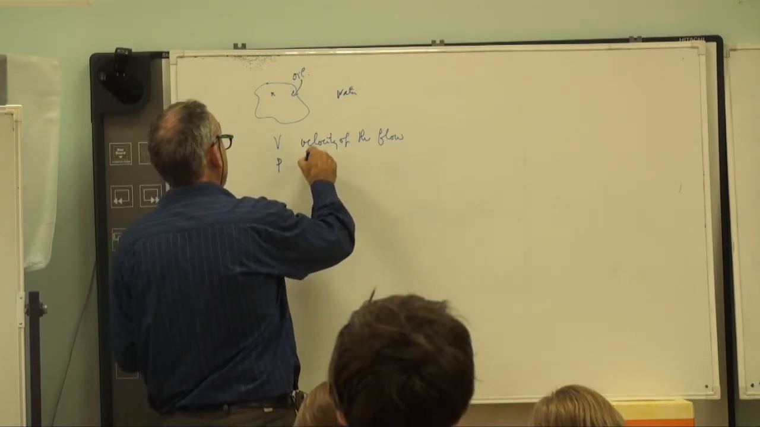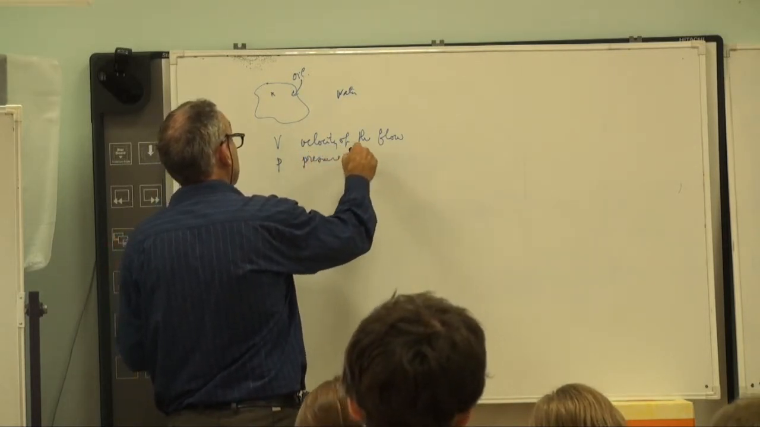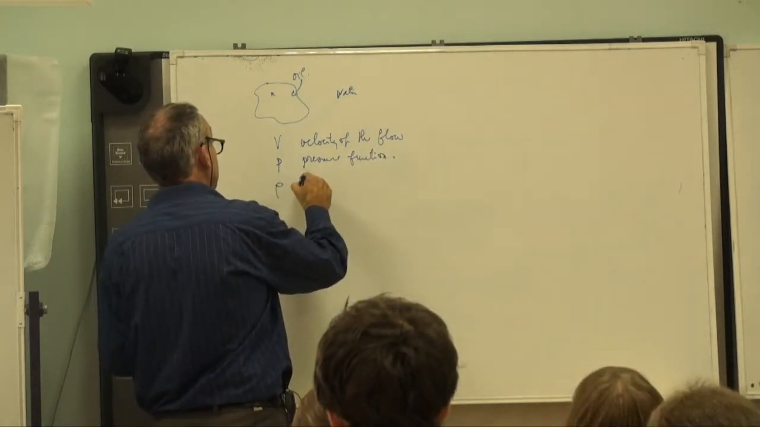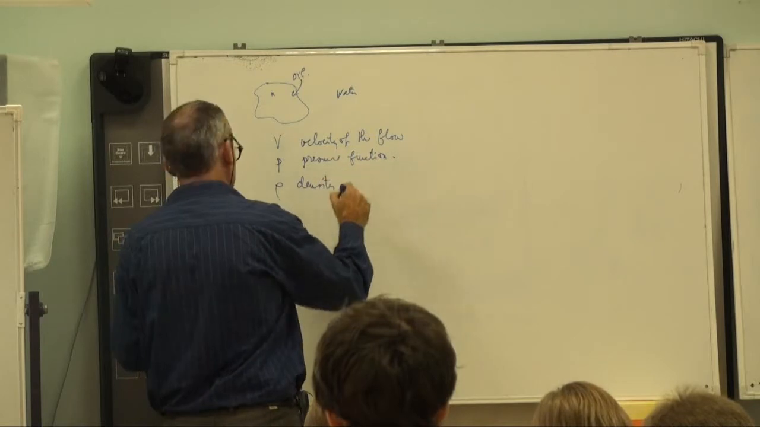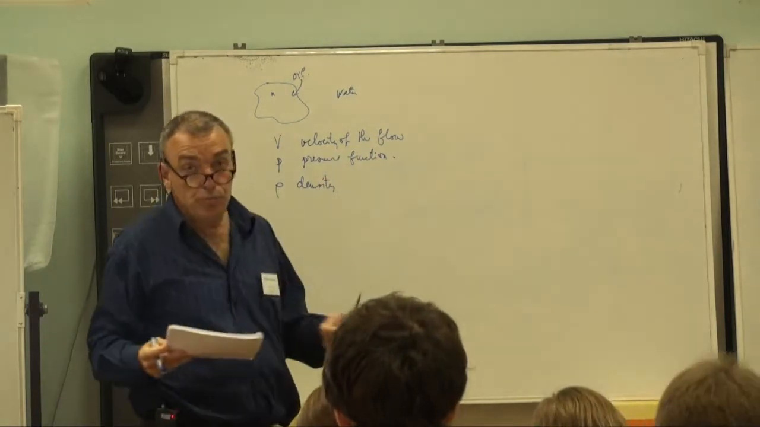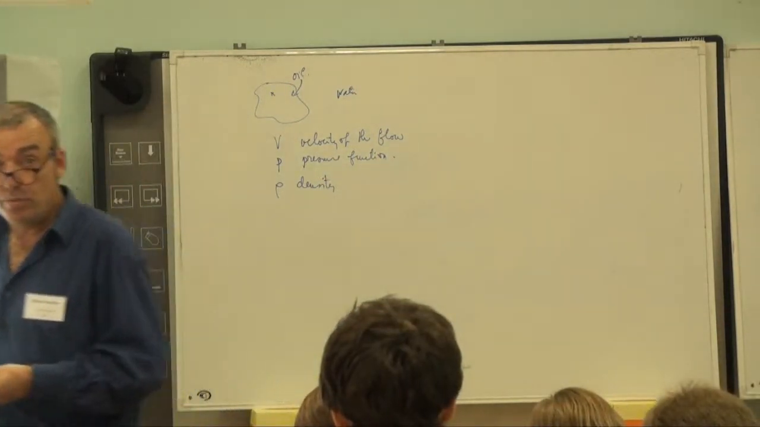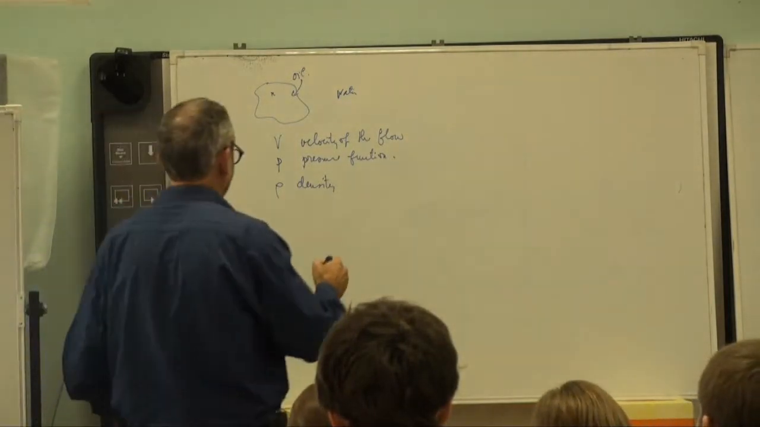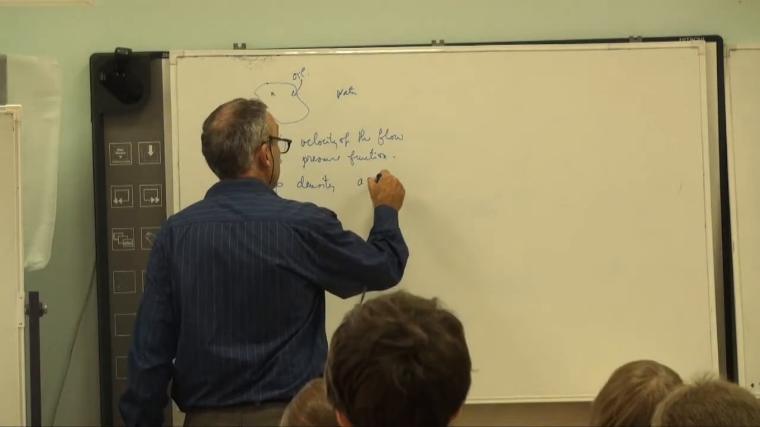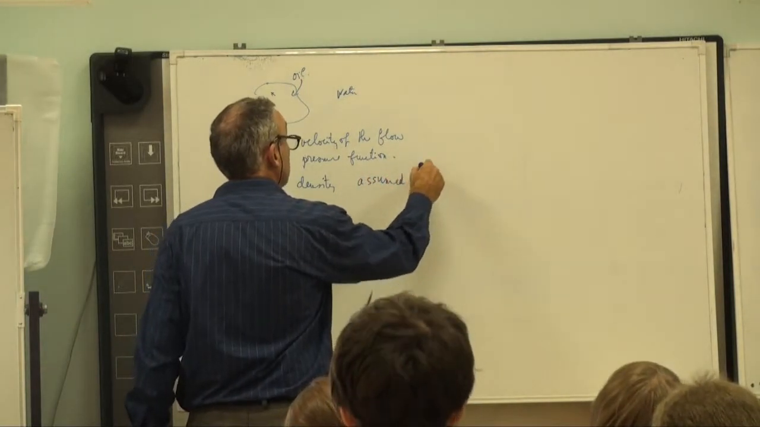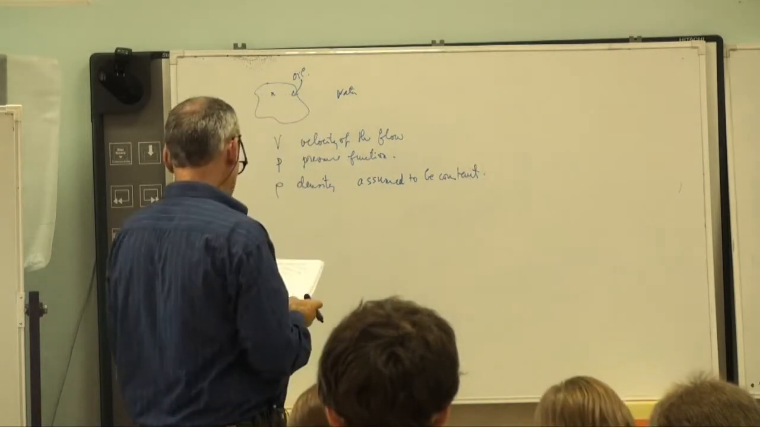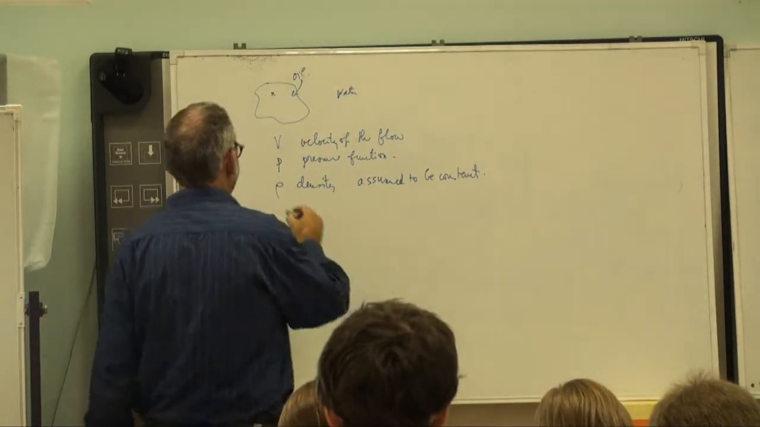P will be the pressure function. Rho, the density, which will be assumed to be constant. Okay, so we will assume the flow to be incompressible. And mu will be the viscosity.